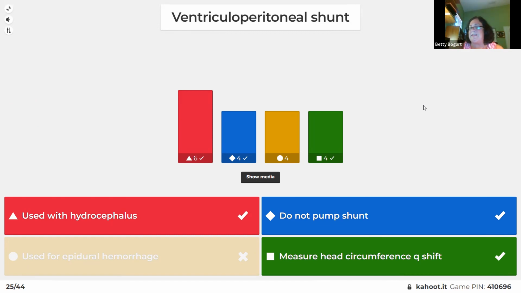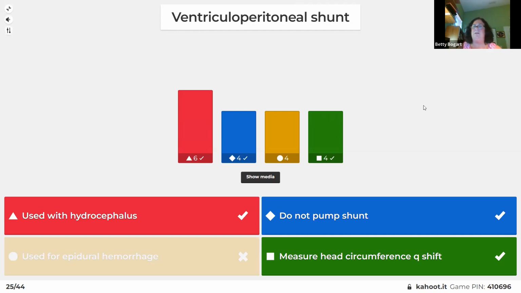You will not touch that pump. The physicians, there's like this little round thing that you could push. We don't touch that at all. They can pump it. And our job as nurses is to measure the head circumference once a shift. And if it's a smaller child, I'm going to be measuring their abdomen too. See how much fluid is going in there.